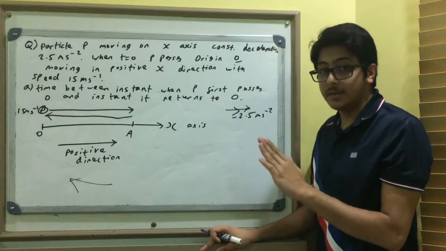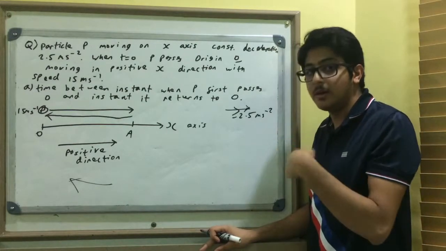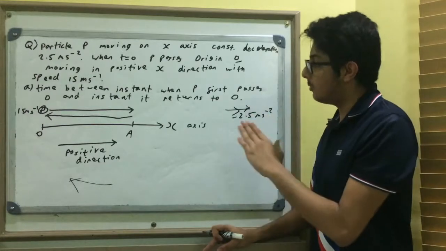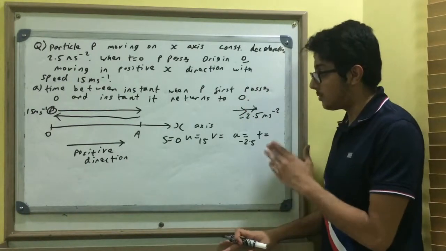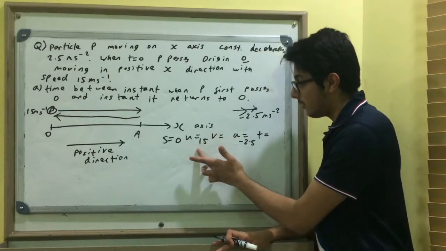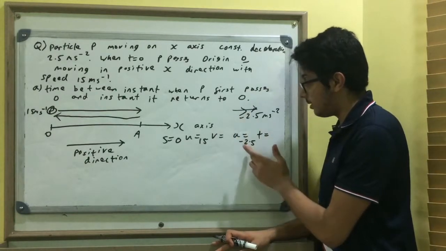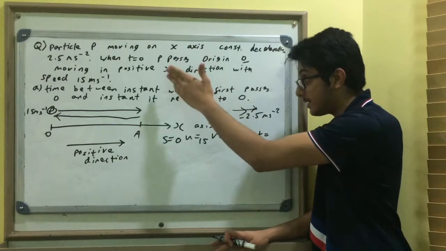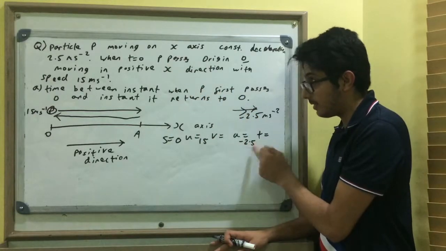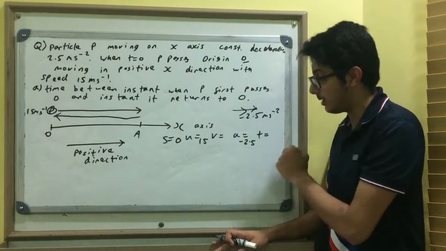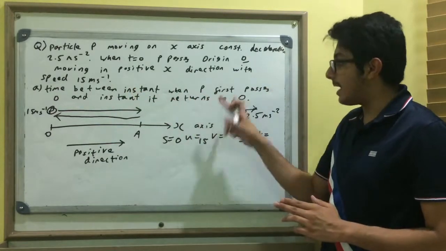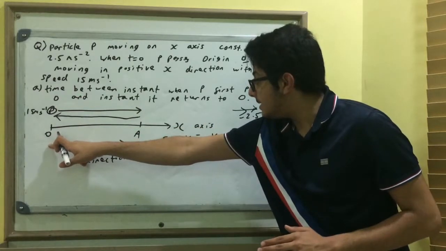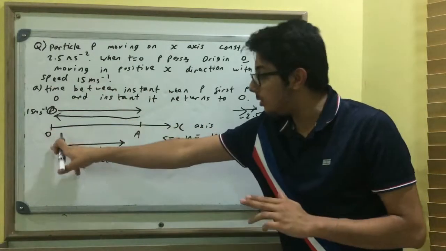So hopefully you got that. If you didn't, rewind and listen again. And now we're going to move on to actually solving the question. Okay, so here are the values we do have. The initial velocity, 15 meters per second. The acceleration, well, it gives us the deceleration, so the acceleration is going to be negative 2.5 meters per second squared. And the time between the instant when P first passes O and the instant it returns to O.